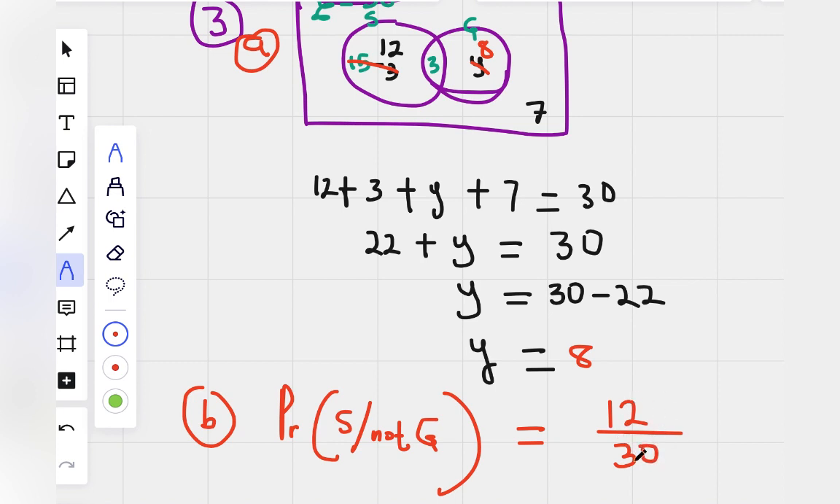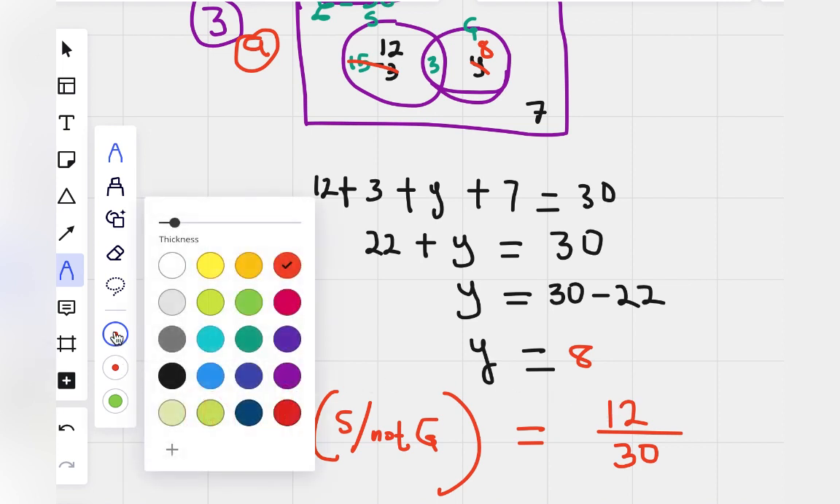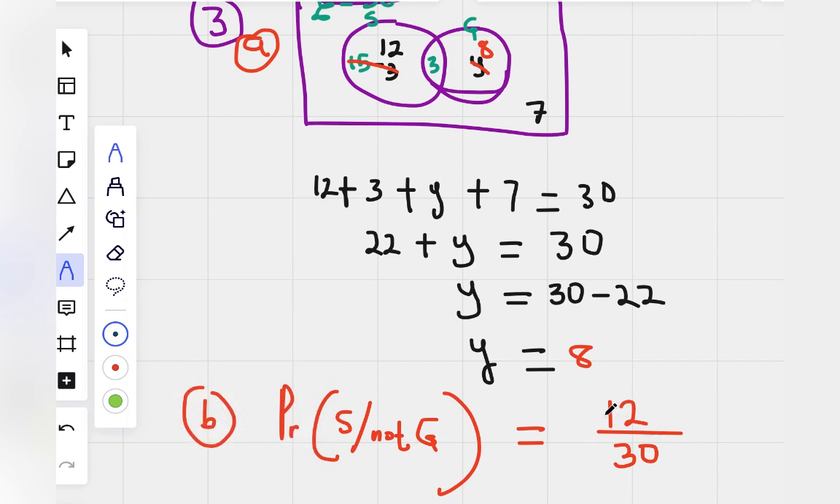So you can always simplify this. The highest common factor between 12 and 30 is 6. So you use the HCF to divide top and bottom. 12 divided by 6, you get 2 on top. And 30 divided by 6, you get 5. So our simplified version of the answer is 2 over 5. That's the probability.